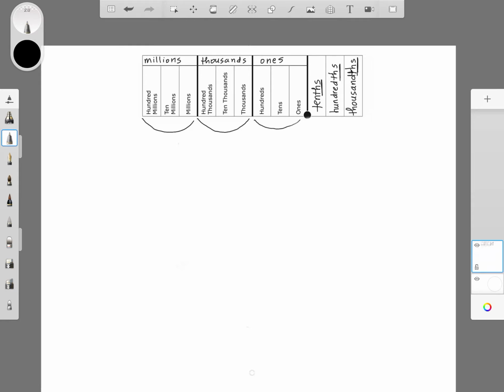And now let's look at writing decimal numbers in expanded form. So we'll just do a couple of different examples. Let's take 14 and 203 thousandths. So we're going to just do one digit at a time. We'll start with the 1. The 1 is in the tenths place, so that's going to be 10. We're done with that now. Plus, the 4 is in the ones place, so that's just 4.